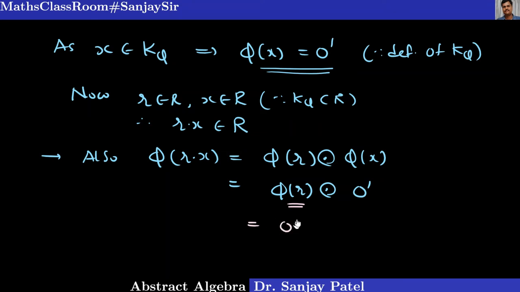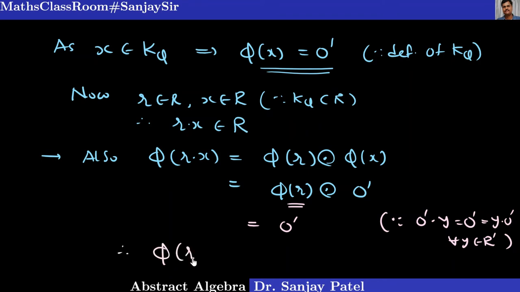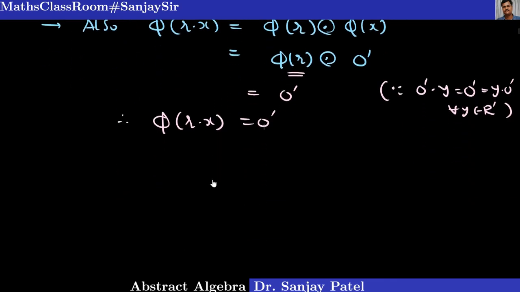So the final answer will be 0', because in a ring, 0' times anything is 0'. And this is equal to y into 0' for every y belongs to R'. So this is your y, and y into 0' is equal to 0'. Thus phi of R into x is equal to 0' is proved, which means the element R into x is an element of the kernel, that is Rx belongs to K phi.